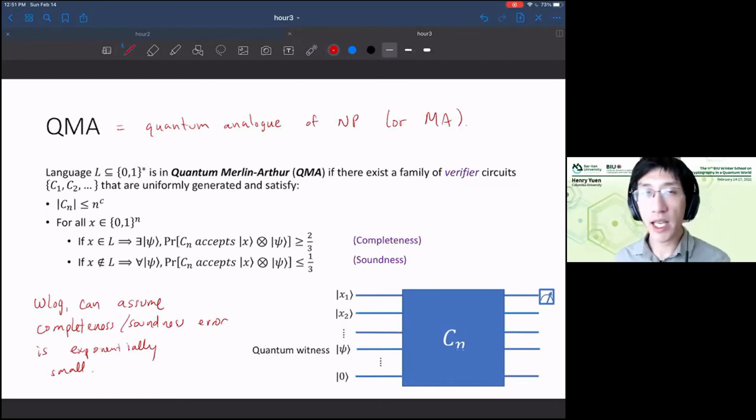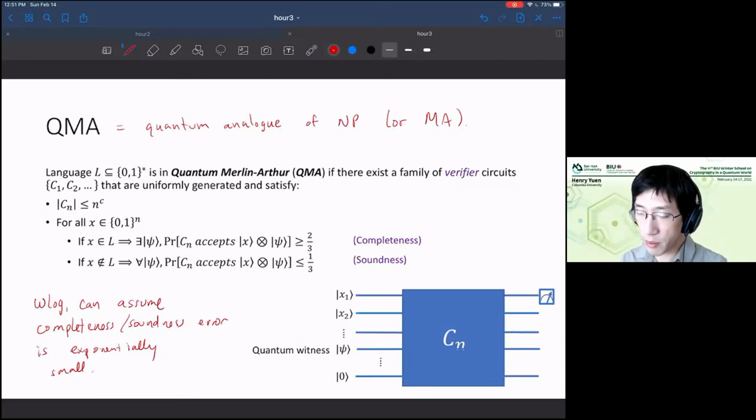I don't have it on the slides, but let me say there's something interesting about this error reduction. A simple way to do error reduction is, again, to repeat the verifier circuit in parallel. But here's the thing. Remember the no-cloning theorem that I mentioned? So how would you naively try to repeat this circuit to amplify your probability of success, or reduce the error?